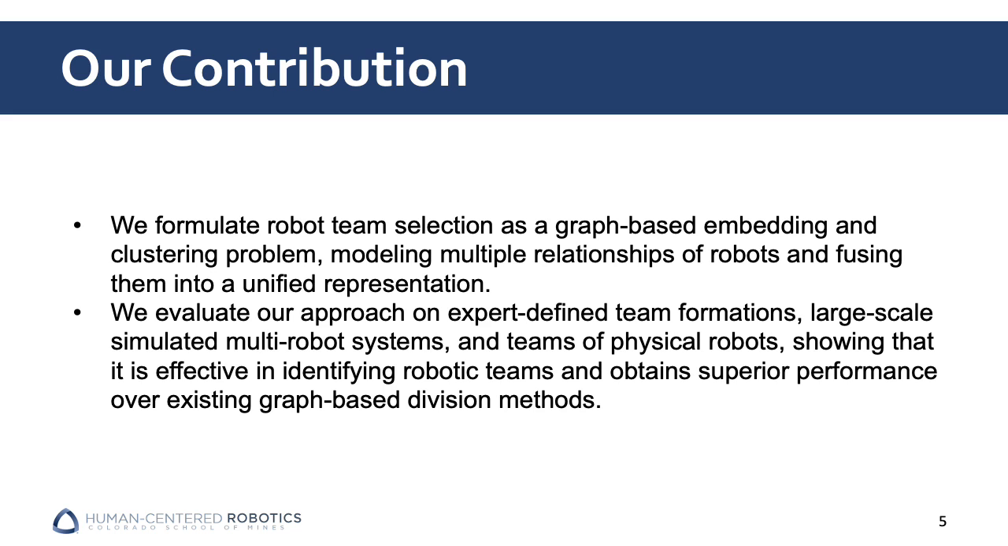In this paper, we formulate robot team selection as a graph-based embedding and clustering problem, where we can model multiple relationships of robots and fuse them into a unified representation that we can then cut into effective teams. We evaluate our approach on expert-defined team formations, which have ground truth answers, large-scale simulated multi-robot systems, and teams of physical robots. And we show that it is effective in identifying robot teams and obtains superior performance over other graph-based division methods.